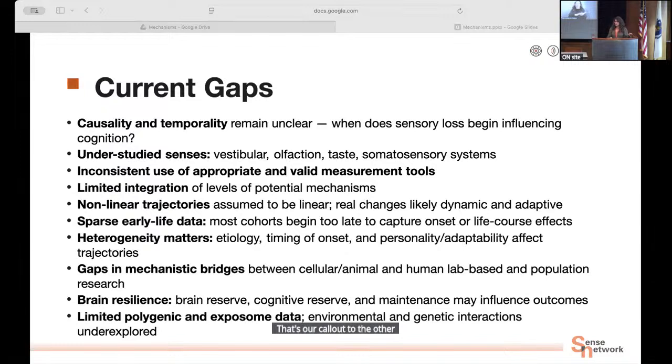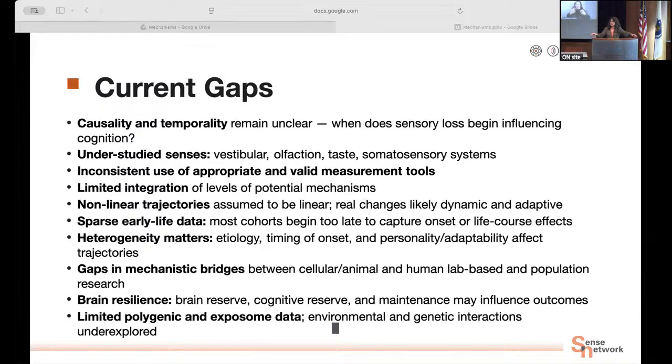Okay, so current gaps. We really don't understand causality at all. So we know about associations, but we don't understand causality, and we don't understand the temporality. And I think this came up in some of the earlier talks. When does sensory loss begin? When does that matter in terms of influencing cognition? There are understudied senses, the vestibular system, olfaction, taste, somatosensory systems, completely understudied. There's an inconsistent use of appropriate and validated measurement tools. There's limited integration across those levels of analyses.